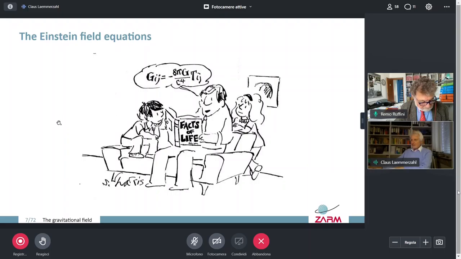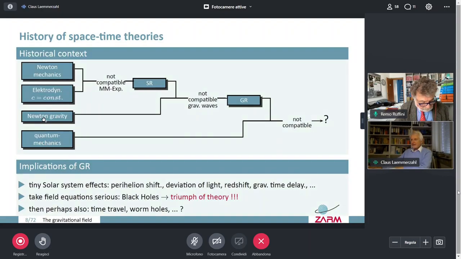For example, in the PPN formalism, there's not included the aspects of the Finsler geometry, which might also be the geometry of space-time. And in the historical context, it is just the story of the compatibility between Newton mechanics and electrodynamics, leading to special relativity, and special relativity with the Newton gravity leading to general relativity. And now we are looking at what is the compatibility between GR and quantum mechanics.